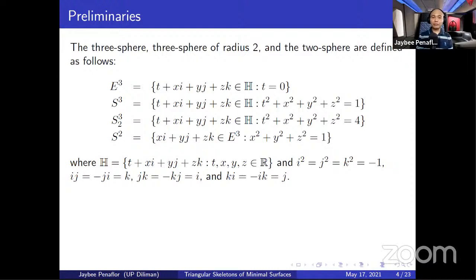And finally, S2 is our two-sphere. It's actually a three-dimensional sphere, and it's the set of all points from the origin with a distance of 1.